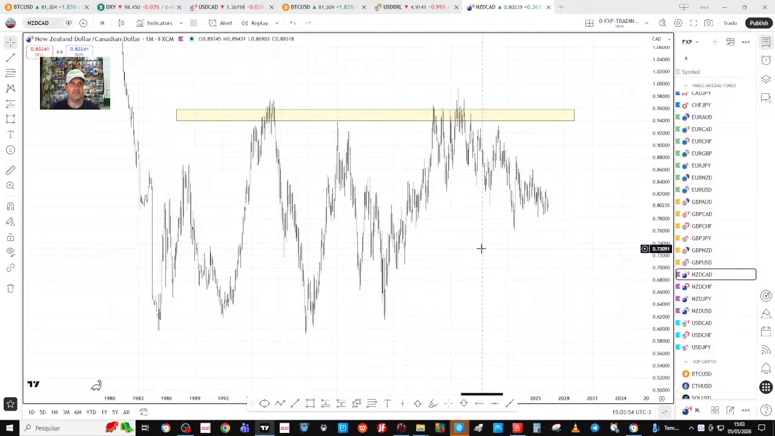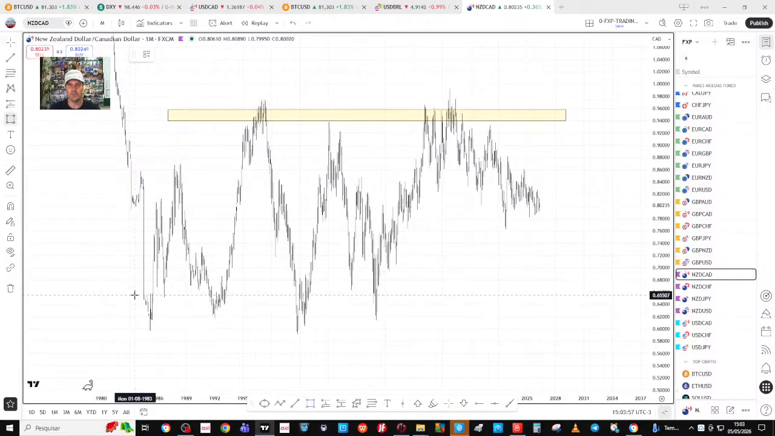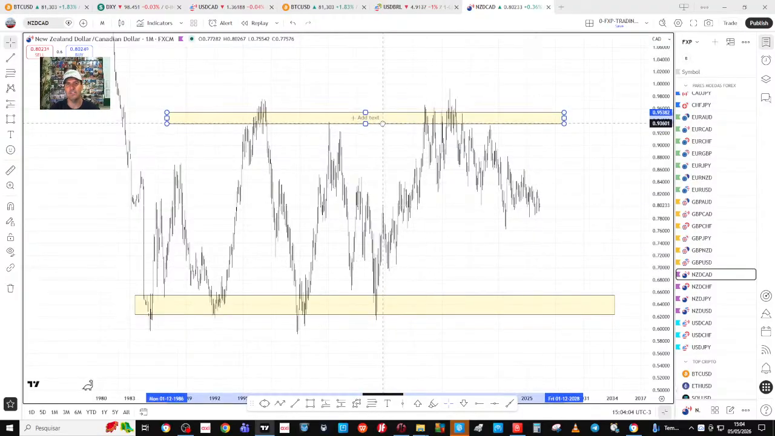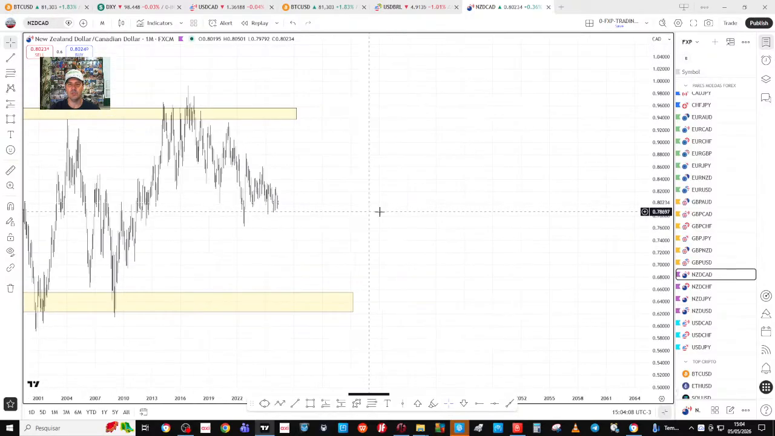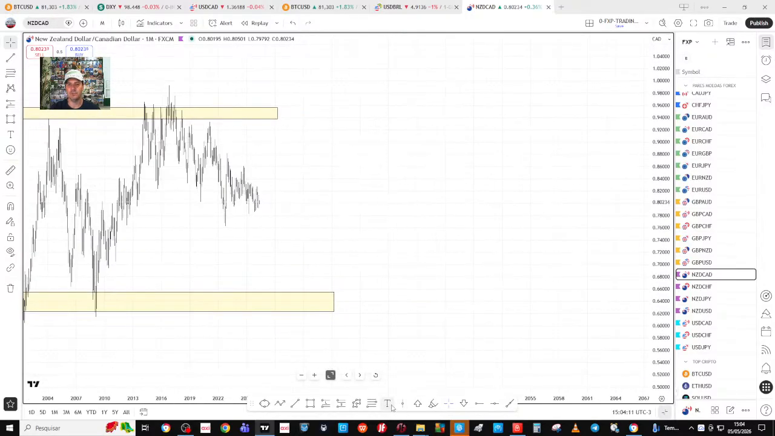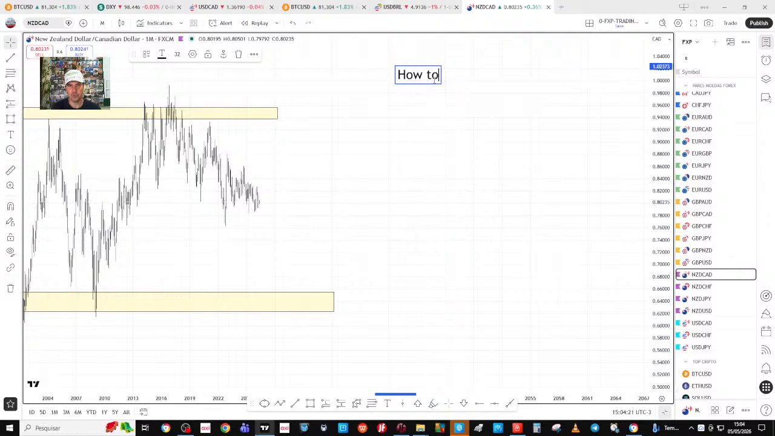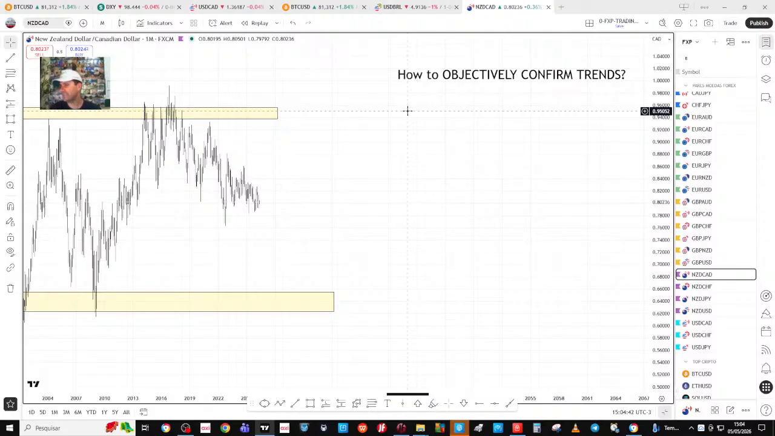Okay, so open the NZD monthly chart. Last week we talked about the technical market structure. Today we are going to talk about how to objectively confirm trends. And to do so we need to talk about highs and lows.